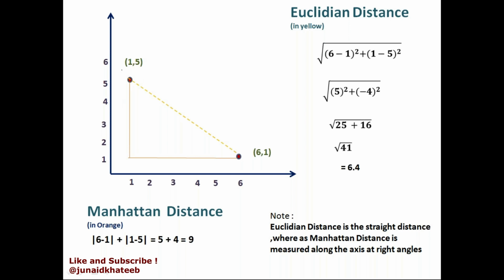So the x coordinates are 6 and 1. So this is (6 minus 1) the whole square plus (1 minus 5) the whole square. So I get a Euclidean distance over here. Now, if I want to use Manhattan distance, that is always measured along the right angle. So this is the distance that I'll calculate using Manhattan distance. So this is the magnitude of 6 minus 1, plus the magnitude of 1 minus 5. So I get this particular value. This is how we'll calculate the Euclidean distance and the Manhattan distance.